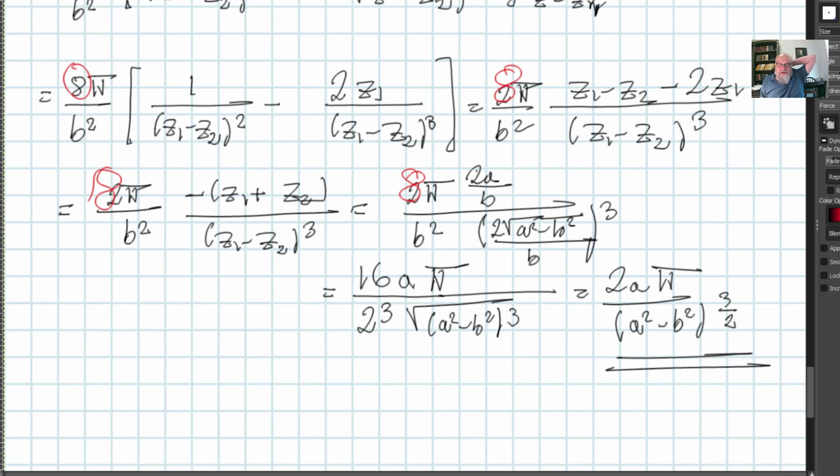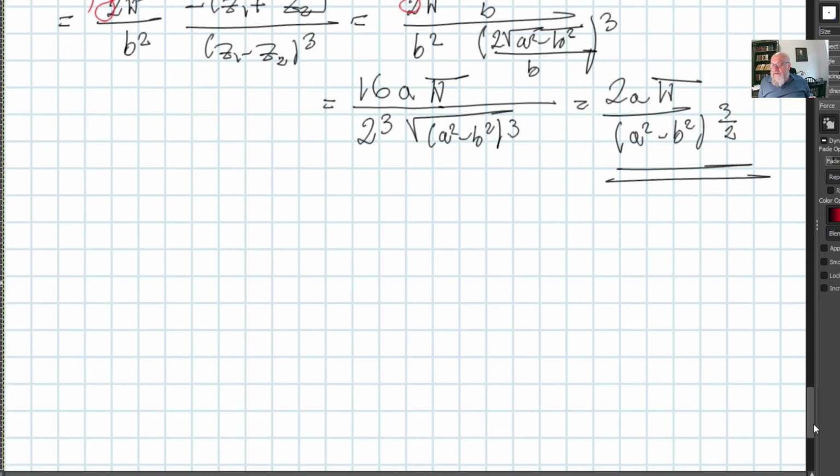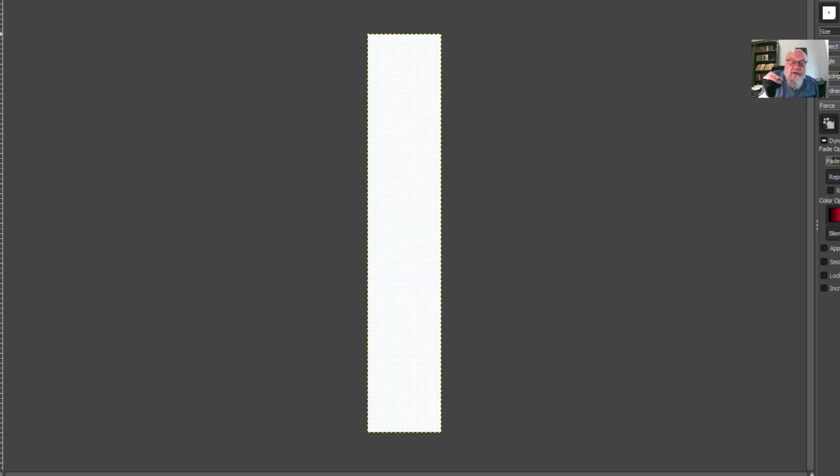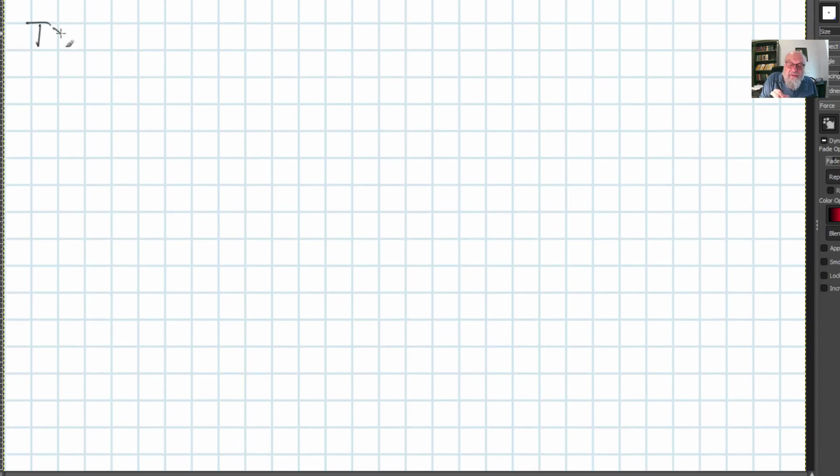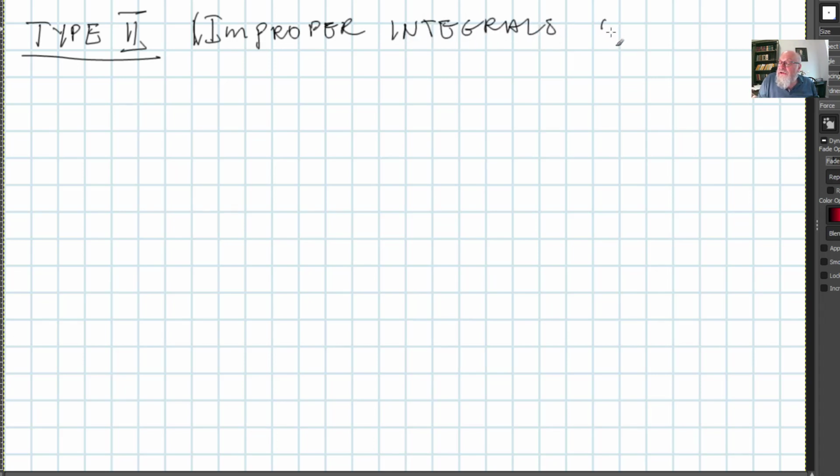Yes. So try to compute these integrals without using residues. So maybe let's switch to another paper, and maybe let's say I need more paper, probably for the upcoming examples. So we have here another one, and let's write it down. Type 2. And this one will be rational functions. So this is improper integrals of rational functions.